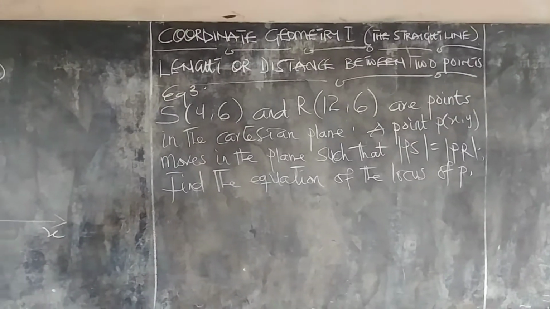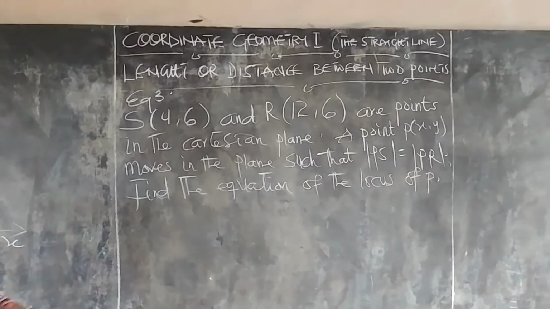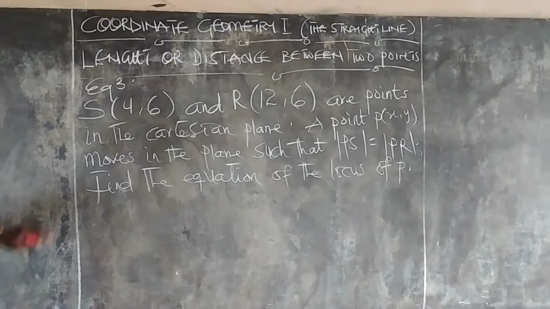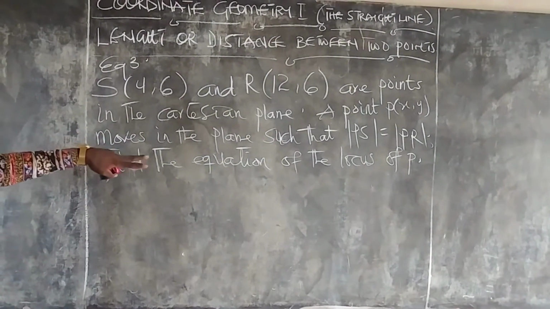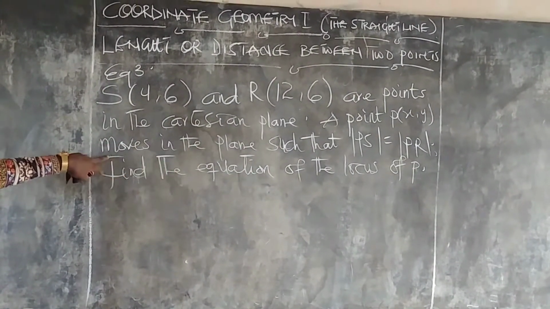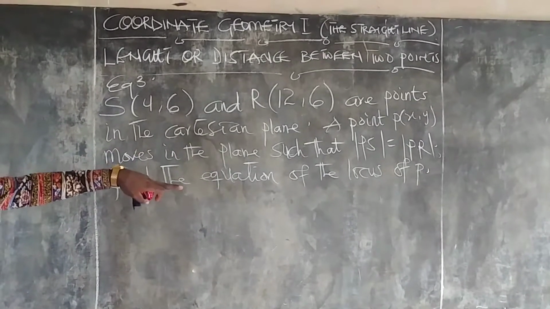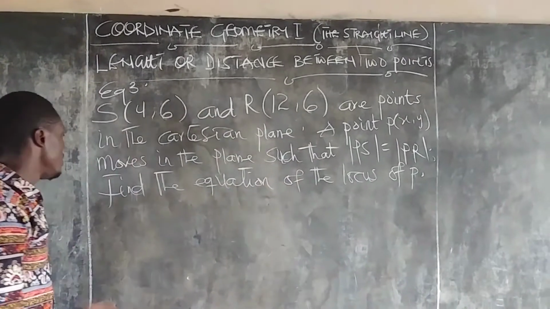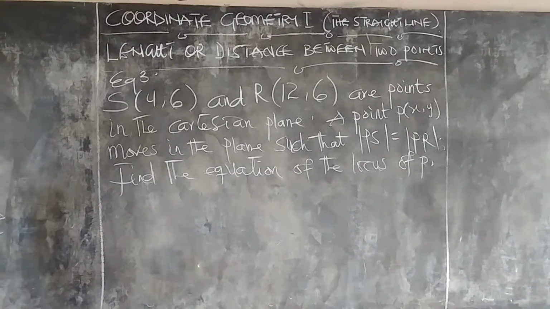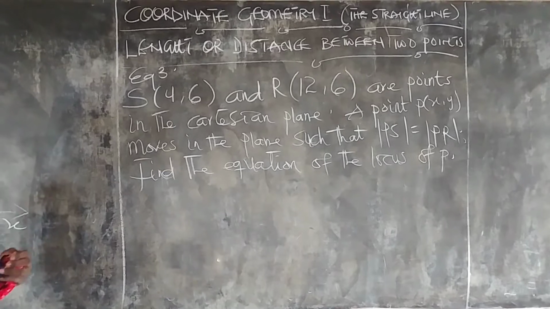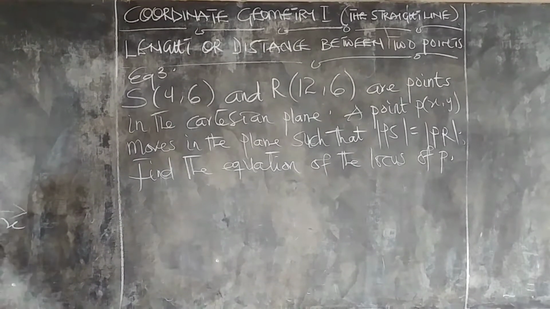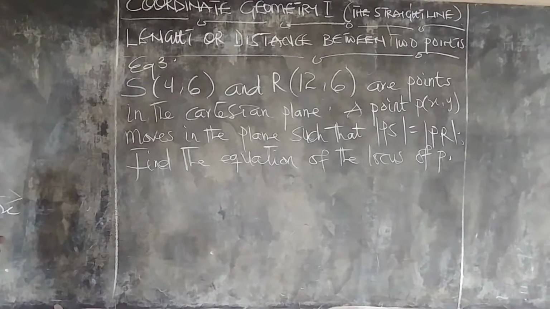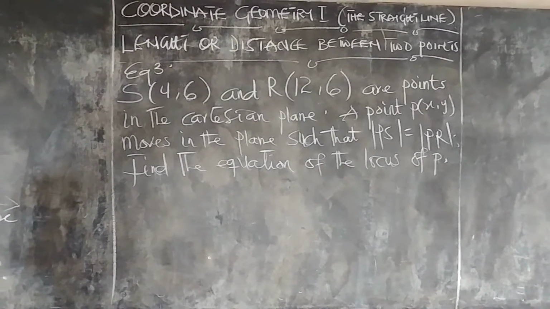So example 3. We have X, that is the point X (4, 6), and R (12, 6) are points in the Cartesian plane. A point P moves in the plane such that the length of PX is the same as the length of PR. Find the equation of the locus of P. Now, if a question of this kind is being given to you, take your time, then analyze the question that has been given to you.